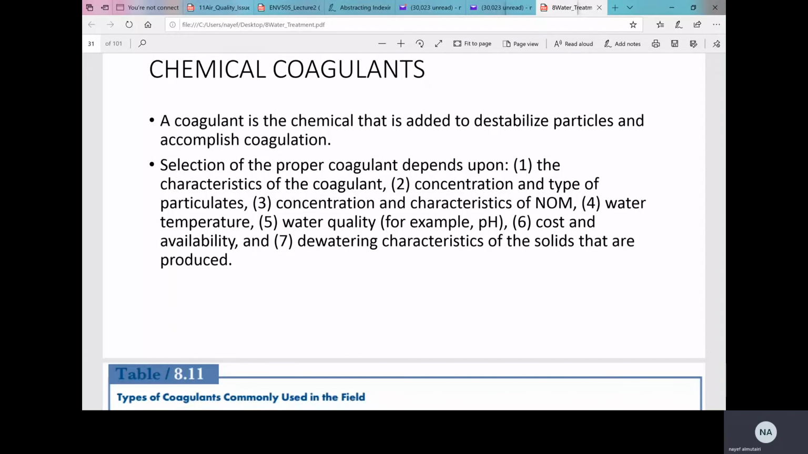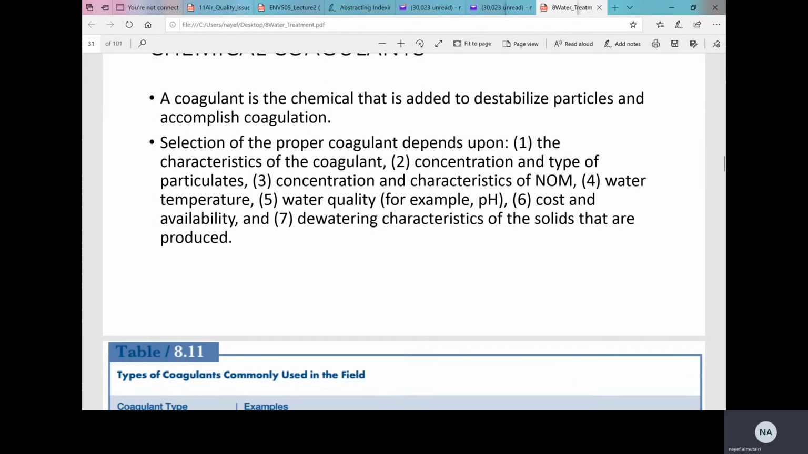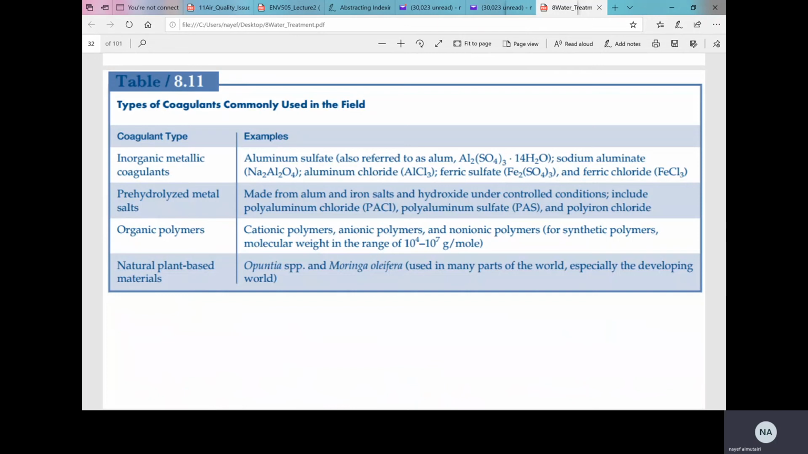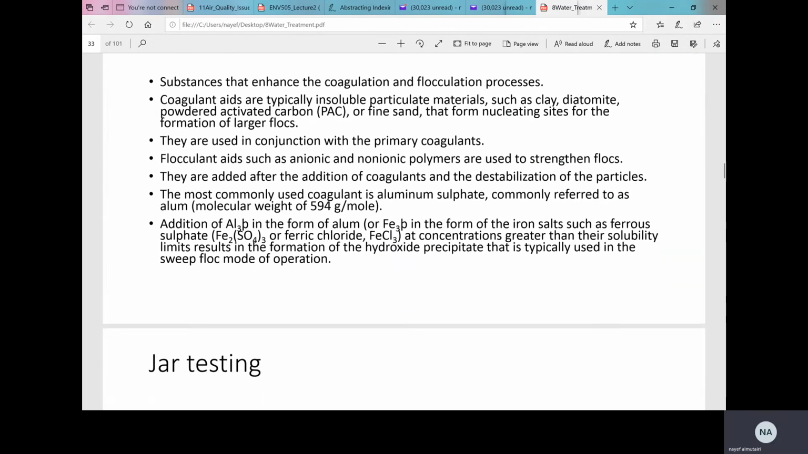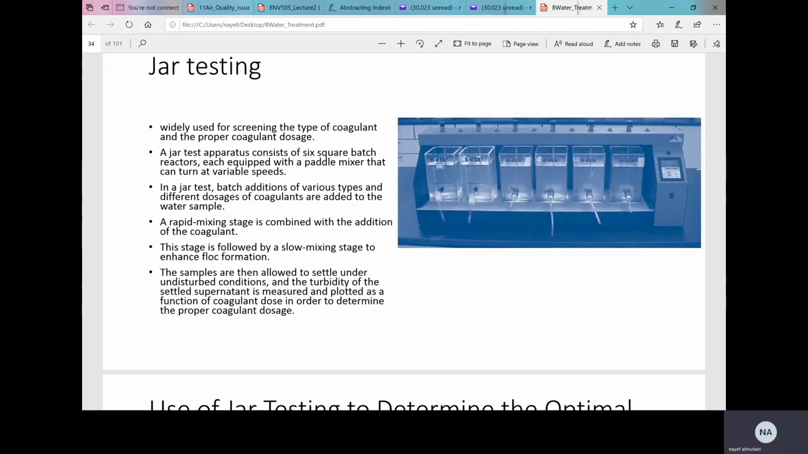Of course, we use coagulant chemicals to destabilize the particles, and one of them is alum. So you can see these are the coagulant types, and sometimes we add aids. What is the jar test? It's to screen the type of coagulant and the proper coagulant dosage. So a jar test, we don't do it for disinfection, we do it for what? For coagulation testing.